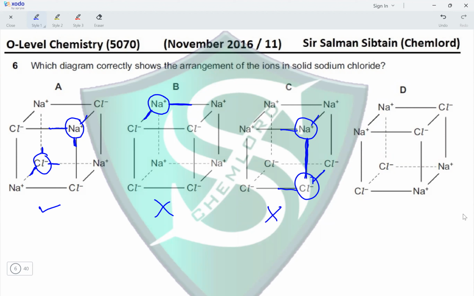And structure D has two chloride ions next to each other and two sodium ions next to each other. So they will be repelling each other because of their position. So structure D is also incorrect, making option A the correct option for this question.